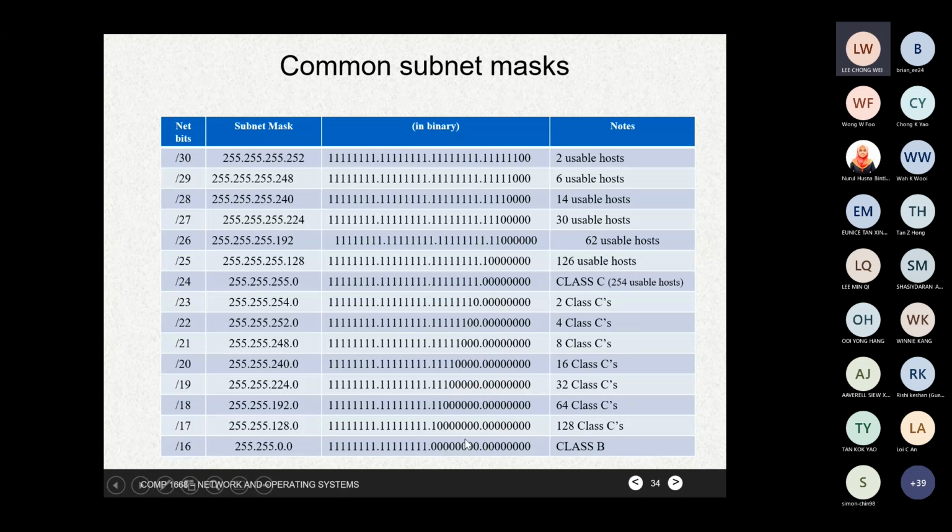Some common subnet mask examples. This is class C, most of it class C. All these are class C. This is class B. So it depends how you look at it. This is /30. Either you put /30 or you write it this way. It's the same. Two usable hosts, that means 253 and 254. Two hosts are available, the rest are not. So that's how.